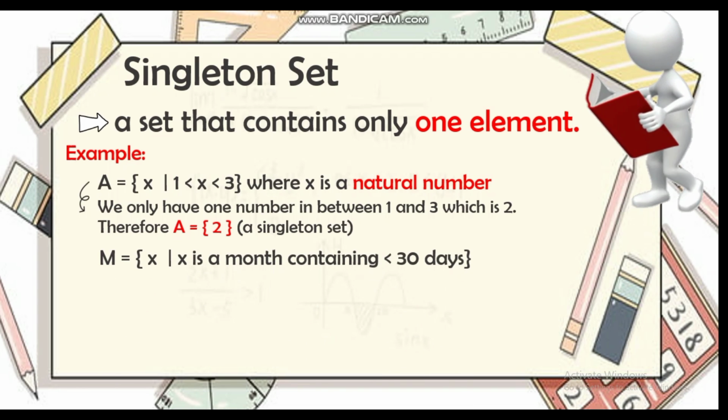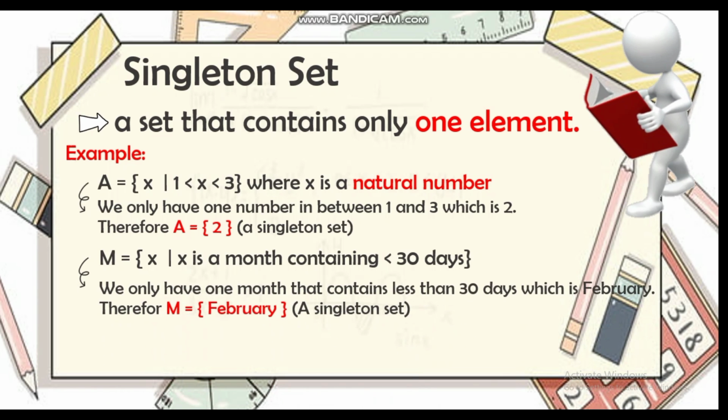Okay, another example, we have set M. Set M is the set of all x such that x is a month containing less than 30 days. Okay, so looking at the description, ang element daw kuno ni set M kay bulan daw kuno nga less than 30 days ang sulod. So, klaro kayo ang yung description, no? So, we only have one month that contains less than 30 days, which is February. Therefore, M is a set nga February lang ang sulod, which is a singleton set.